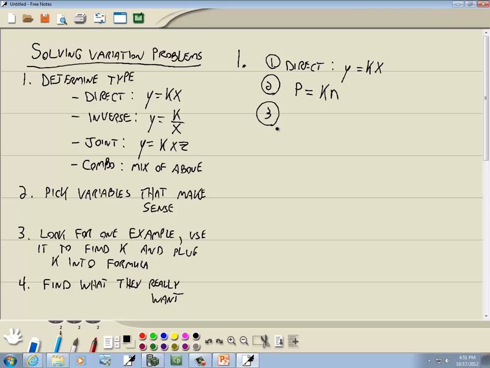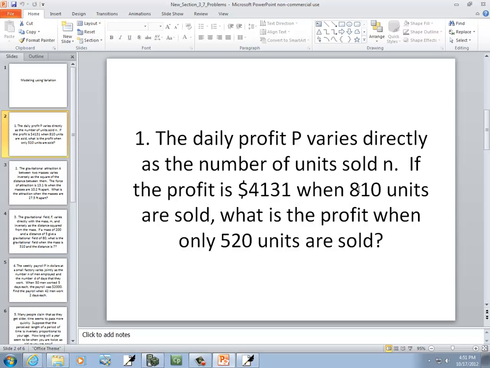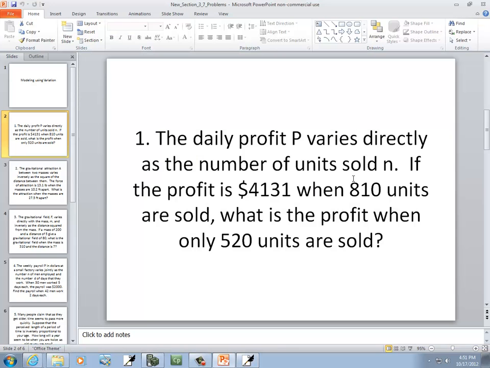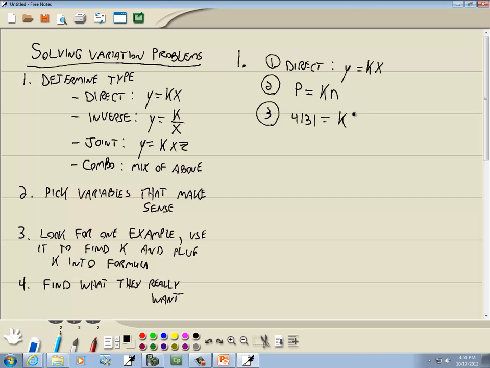Step 3, look for your one example. If the profit is 4,131 when 810 units are sold, comma. So if the profit is 4131, put 4131 in for P. When 810 units are sold, I'll learn to speak here someday. So I put 810 in for n. Now we want to solve for k.